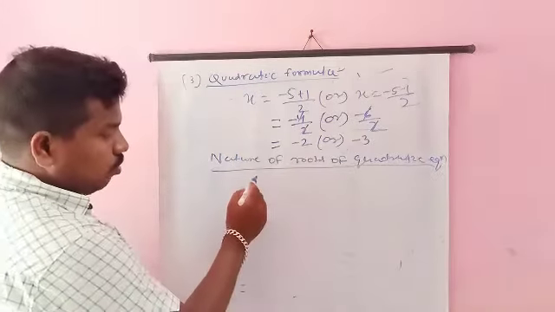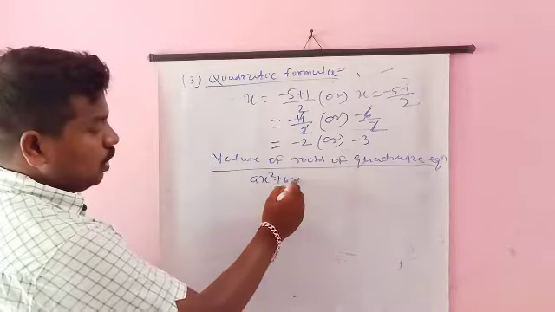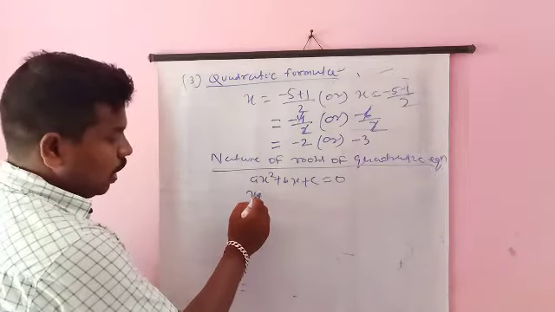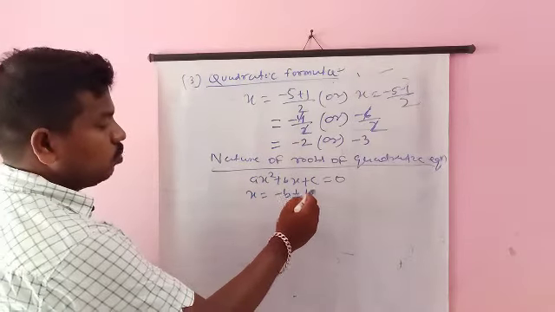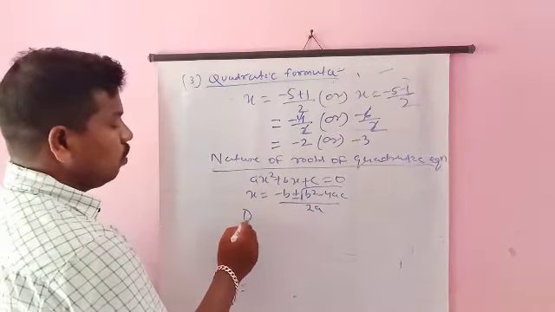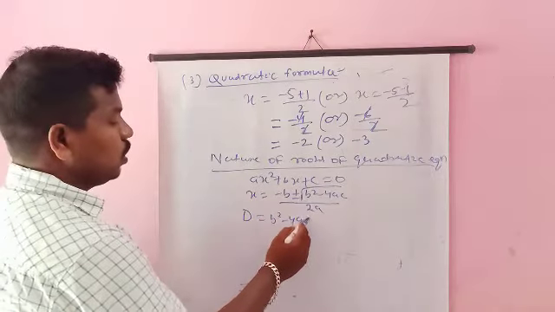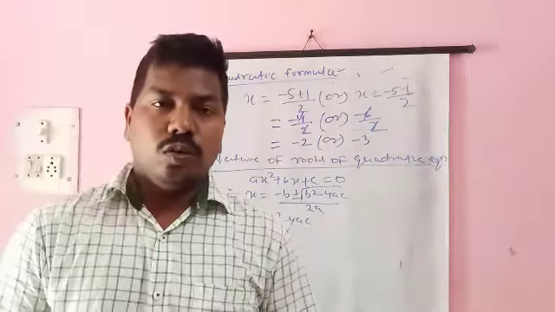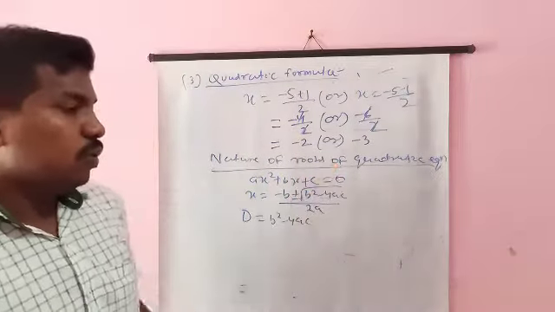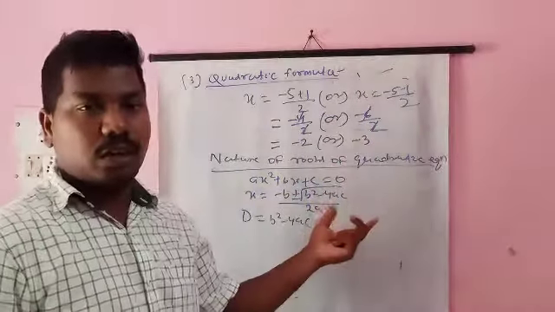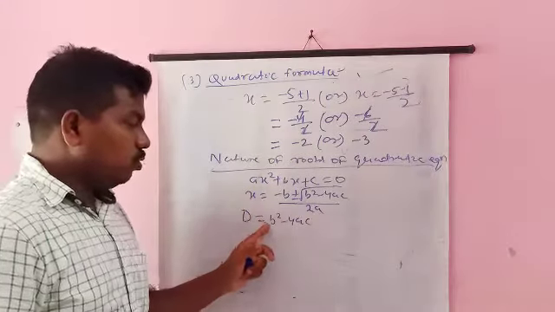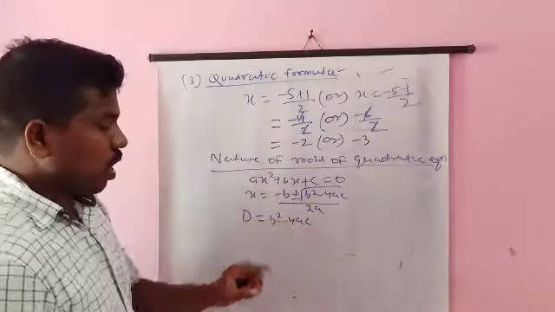We know that the quadratic equation is of the form ax square plus bx plus c equal to 0. Its solution by using the quadratic formula is x equal to minus b plus minus root over b square minus 4ac, all over 2a, where d equal to b square minus 4ac. So there are three natures of roots or solution of a quadratic equation: either the solution is complex, real, or imaginary. We have to check the nature by using this formula, d equal to b square minus 4ac.